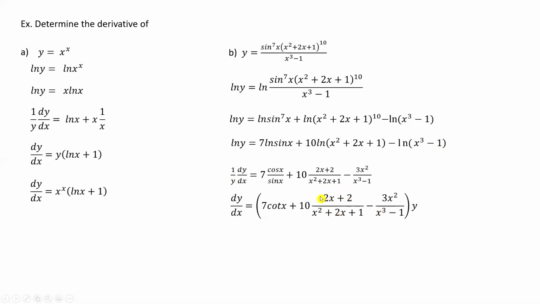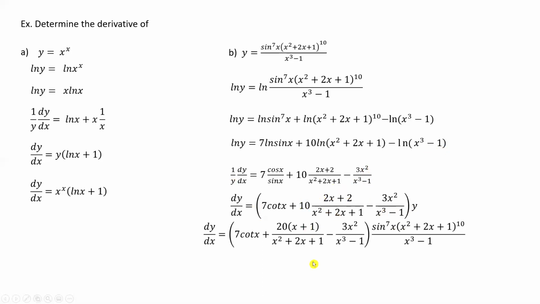If we pull the 2 out front, we can combine it with the 10 and get 20, and factoring out the 2 leaves us with x plus 1. Where did this cotangent come from? Cosine over sine can change to cotangent. It doesn't look like there's anything else we can do, so that would be our final answer.